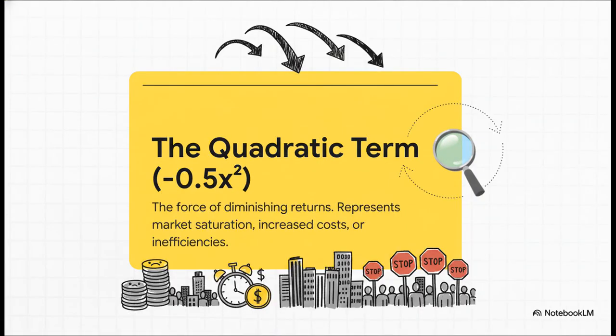Now we get to the really interesting part, that first term, the negative 0.5x squared. And let me tell you, that little negative sign right in front, that is probably the most important part of this whole equation. Why? Because it's the reality check. It represents the forces of diminishing returns. Think about it. To sell more and more, you might have to spend more on marketing. Or maybe you have to run your factory overnight, paying people overtime, which is more expensive. This term is the mathematical voice of reason that says, hey, hold on. Unchecked growth eventually becomes inefficient and starts to cost you.